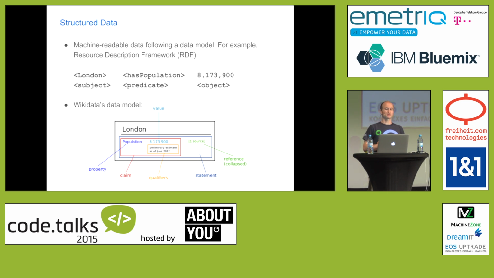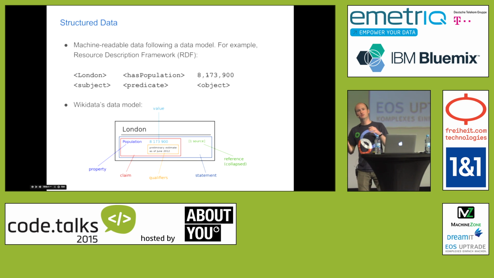What does that mean? The simplest way of expressing data in a machine-readable way is using the Resource Description Framework, or RDF, as you may have heard in the past. If you look at it, it's very simple. It's subject, predicate, object triples. Like, for example, London has a population of 8 million whatever.